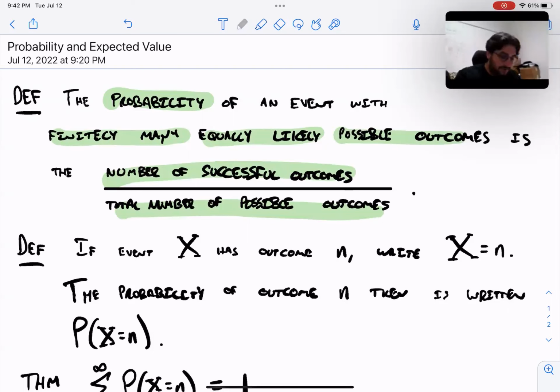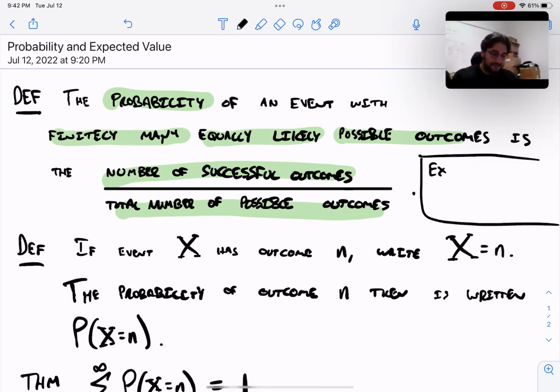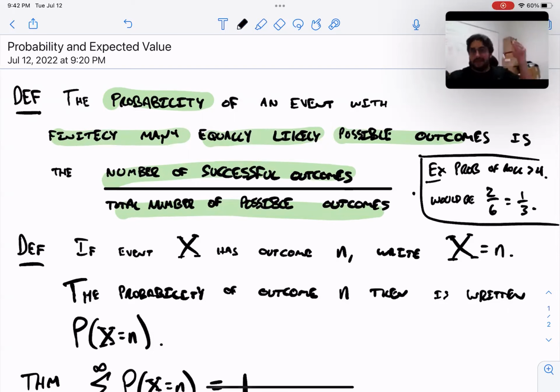So a very, very tiny example is, if you're going to roll one standard die, what's the probability of a roll greater than 4? That would be 2 out of 6, probability 1/3, because there are 6 equally likely possible outcomes, 1 through 6, when you roll that die, and 2 of them are successful. If you roll a 5 or you roll a 6, then you got something greater than 4. So that's what we mean by successful outcomes out of possible outcomes. There's a tiny example.